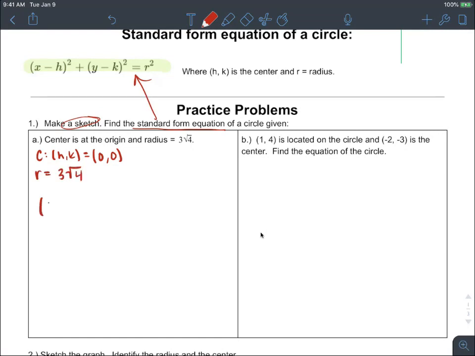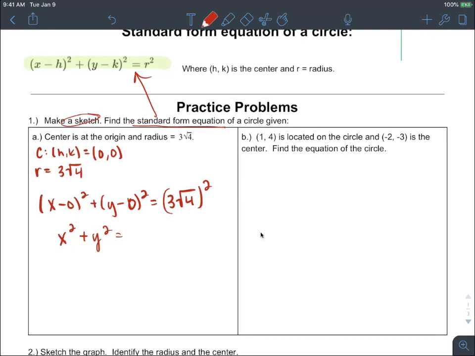So my equation would be (x minus 0) squared plus (y minus k), oh, k is 0, squared is equal to 3 times the square root of 4, all that squared. So simplified gives me x squared plus y squared is equal to 9 times 4, which is 36. Okay, make sure you distribute that in. All right, the next one.